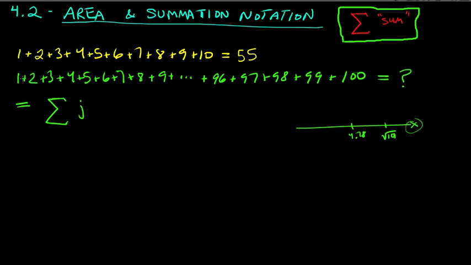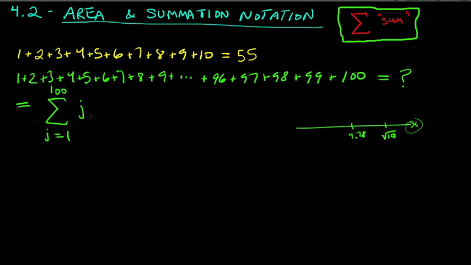j will go from 1 to 100. So we have to tell it where we're starting. We're starting at j equals 1. That's the smallest number, and the biggest number is 100, so we'll put that on the top. This is a much more convenient, compact way to write out all of these numbers. It means the same thing.